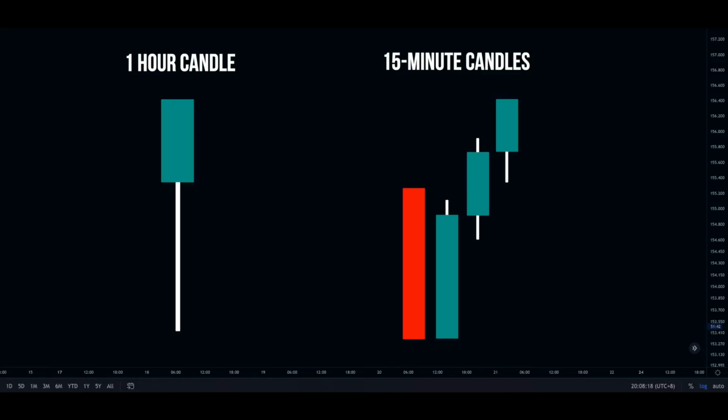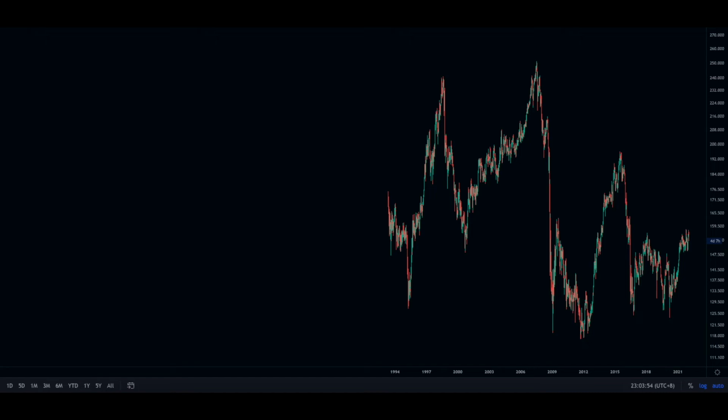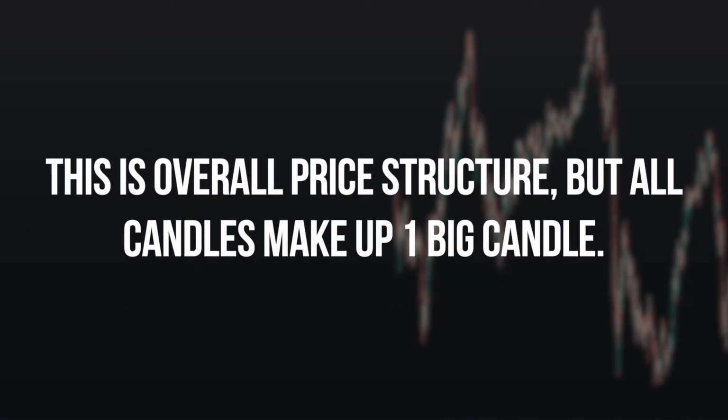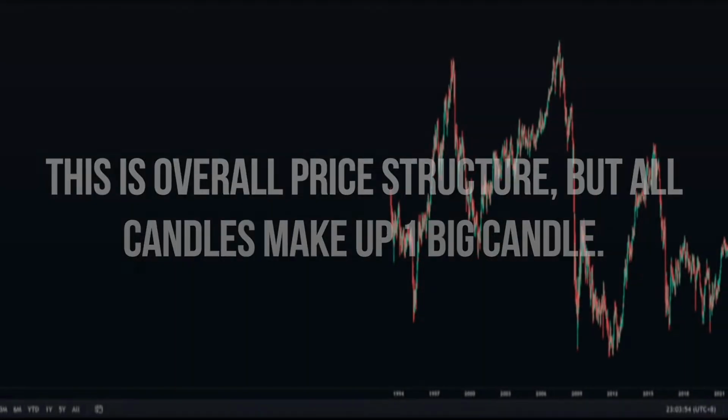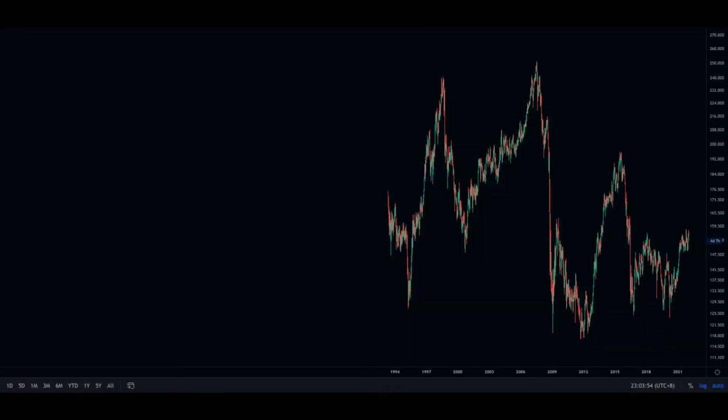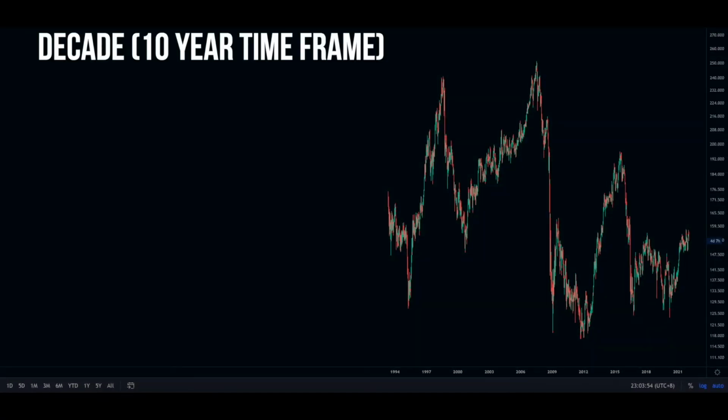Additionally, once you're able to break candles down in this manner, then you'll truly begin to understand that price and trading charts are really just one candle. Let's take a look here. This is overall price structure, but all candles make up one big candle. Let's say there was a time frame called decade. Each candle makes up 10 years of price. 3 candles will make up 3 decades.